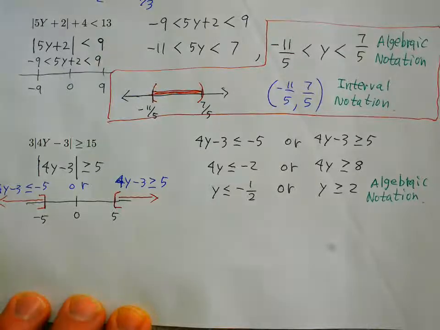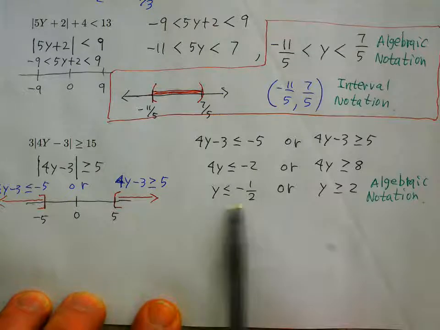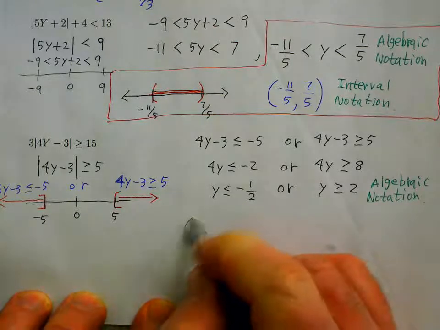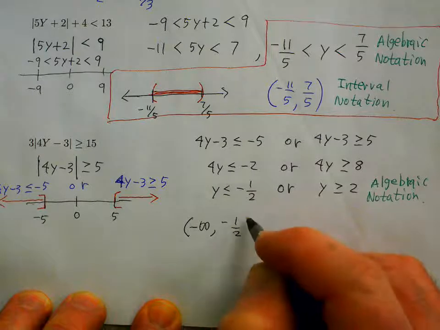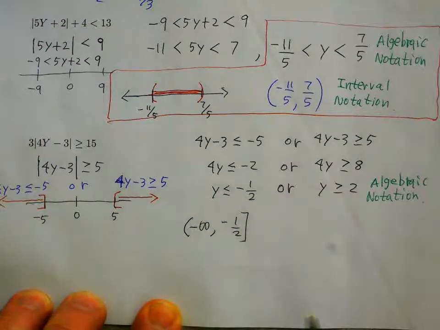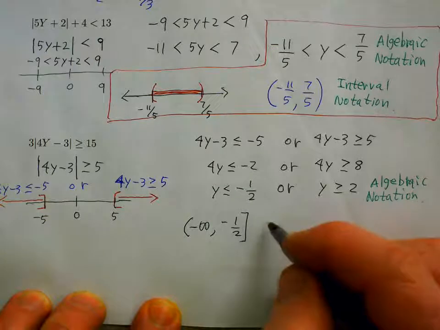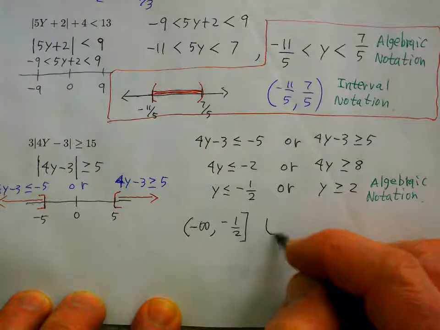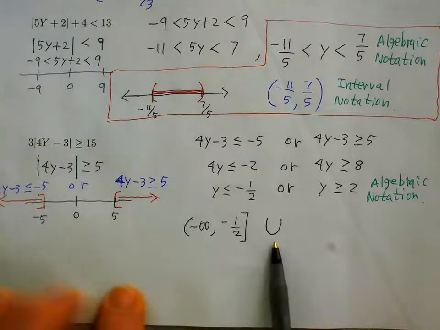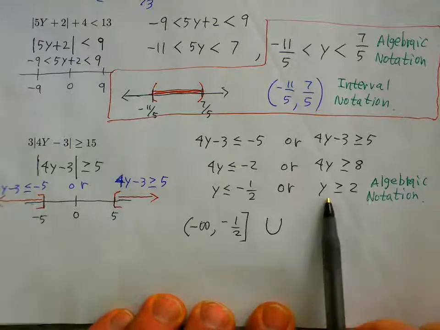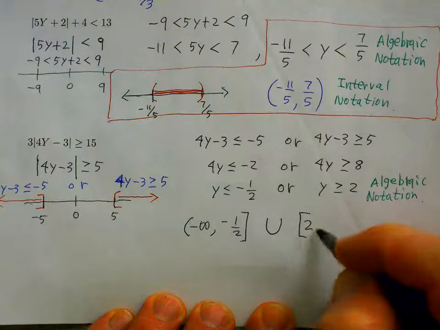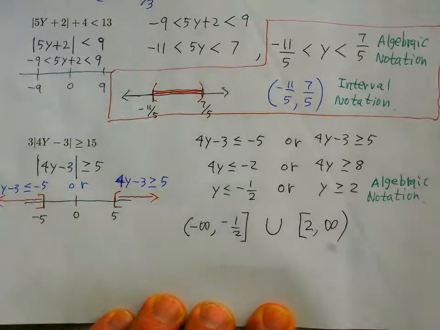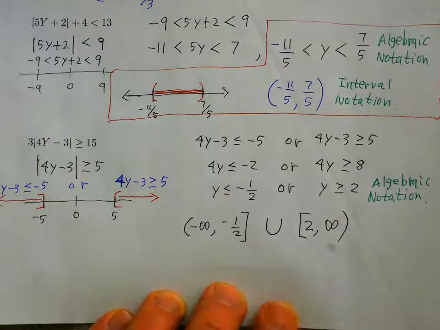Okay, the interval notation. y less than or equal to negative 1/2, that's negative infinity, comma, negative 1/2, bracket. The word "or" is represented by the union symbol in the interval notation. And then y greater than or equal to 2 is bracket 2, comma, infinity. This is the interval notation.